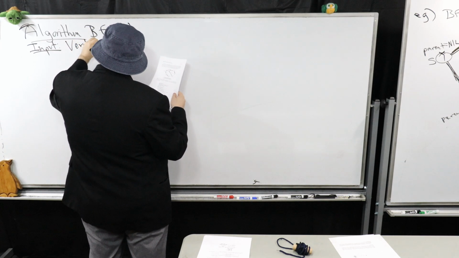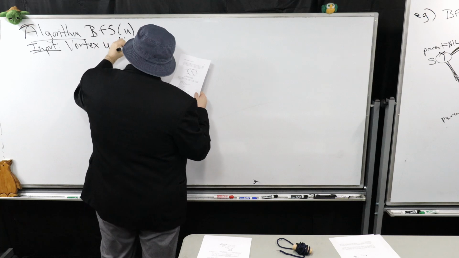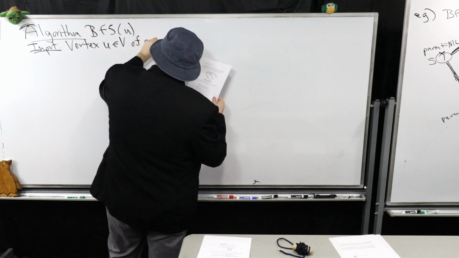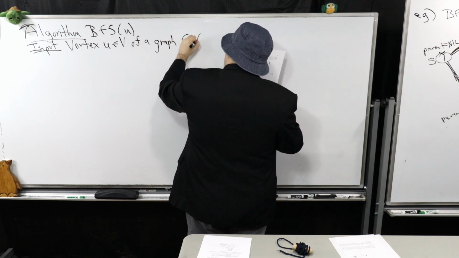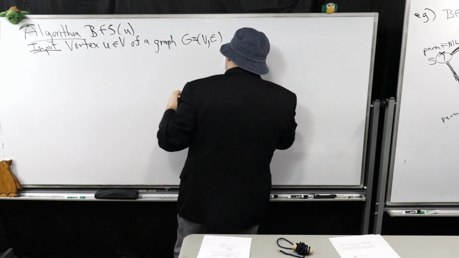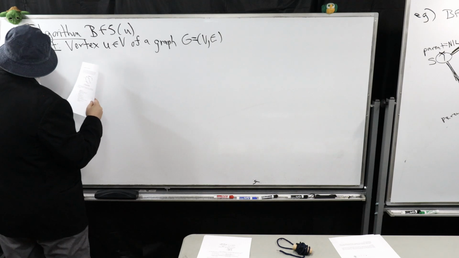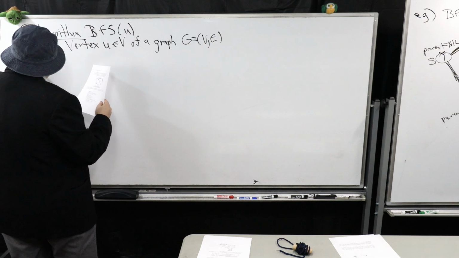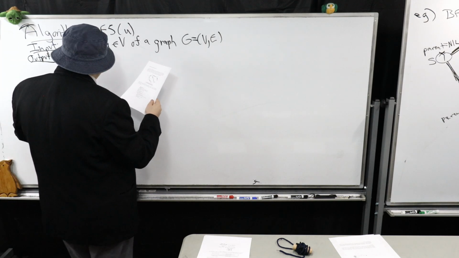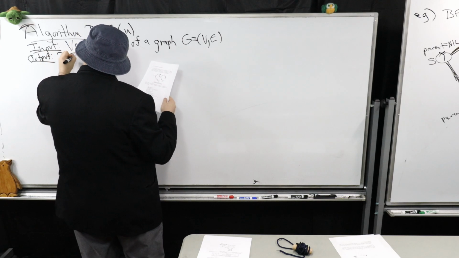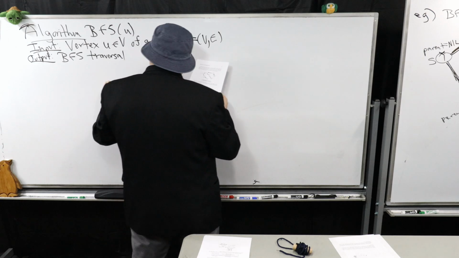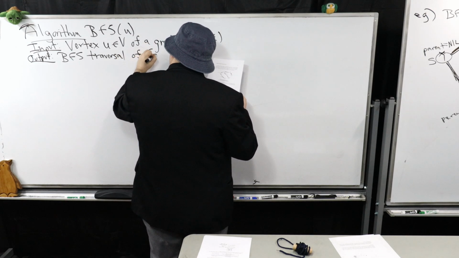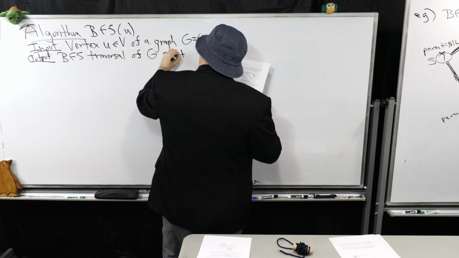So we have vertex U, which is a vertex of a graph G equal to (V, E). And the output, we call what we did here a BFS traversal of G starting at U.